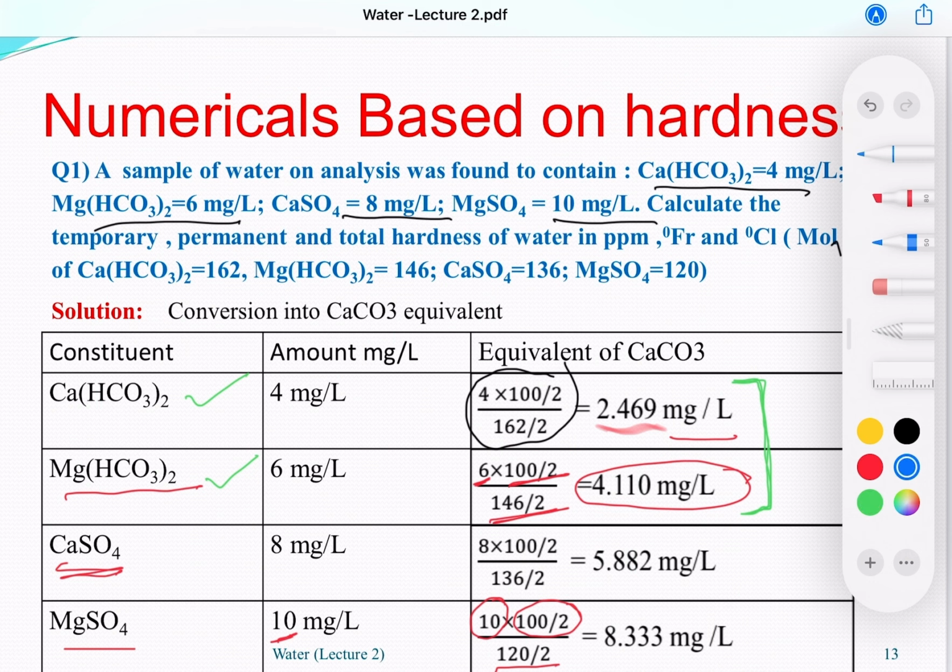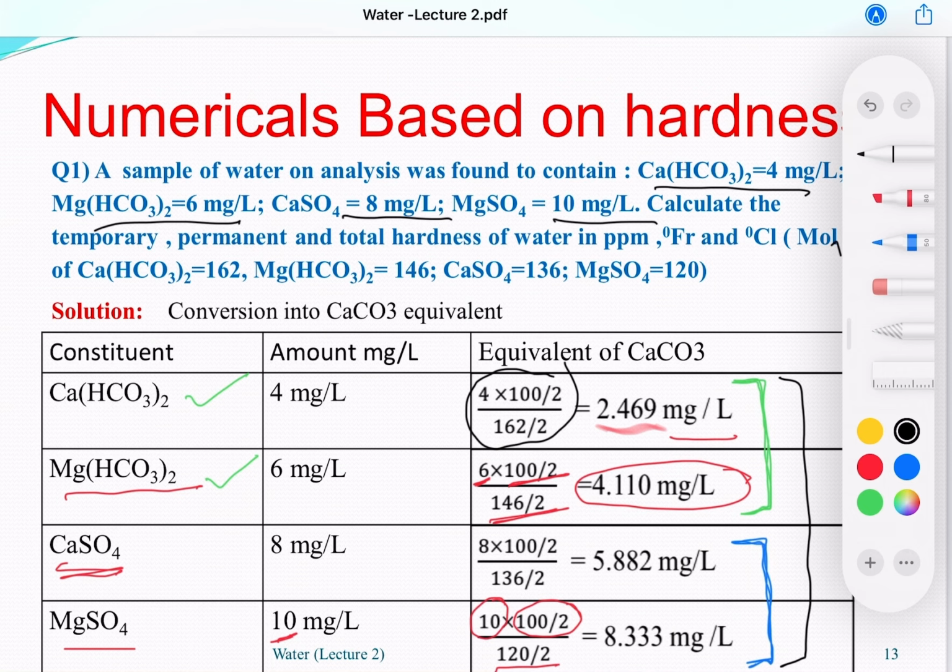Permanent hardness is caused due to calcium sulfate and magnesium sulfate. So you will add these two which are shown in blue, and you will get permanent hardness. And for total hardness, what you have to do is add all the four and you will get total hardness.